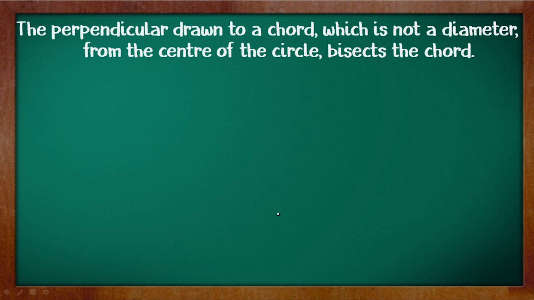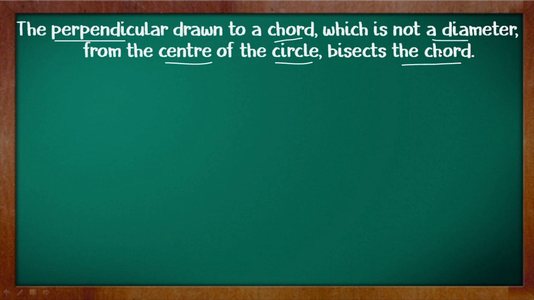So let us first see the statement of the theorem. The statement of the theorem says that the perpendicular drawn to a chord which is not a diameter from the center of the circle will bisect the chord. Okay, bisects the chord. So the statement says that if we draw a perpendicular to a chord from the center of the circle, that will bisect the chord.